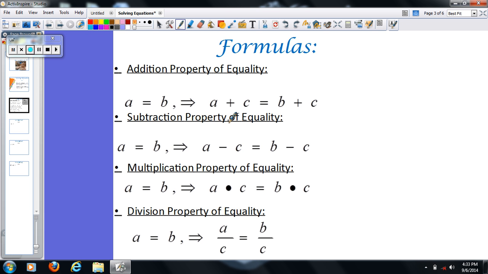Here are the formulas that we're going to be using: addition property of equality, subtraction property of equality, multiplication property of equality, and division property of equality. I'm pretty sure you can understand them when you look at them. For example, the first one: if A equals B, that symbol, the two lines with the arrow, means therefore. So if A equals B, then A plus C equals B plus C. Then you have the subtraction, multiplication, and division properties. We're going to be using these as we do our problems.